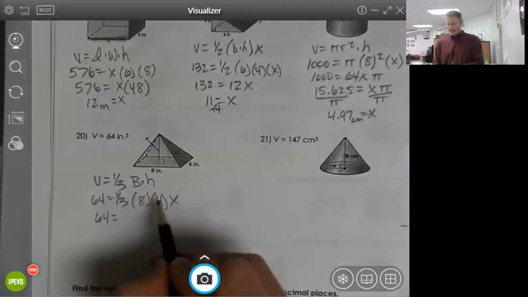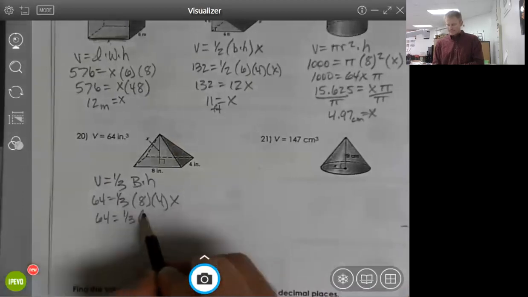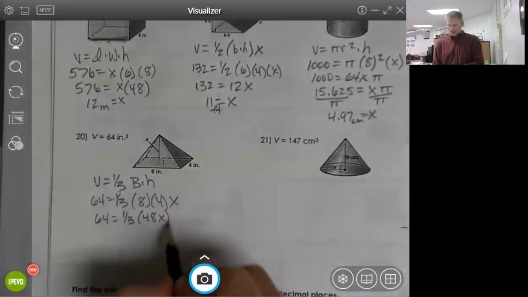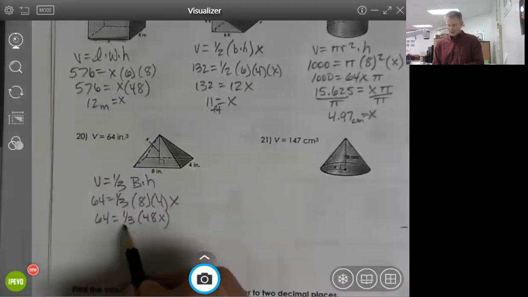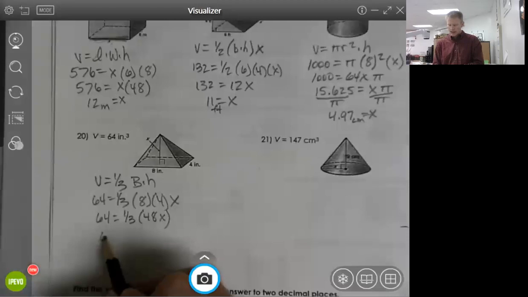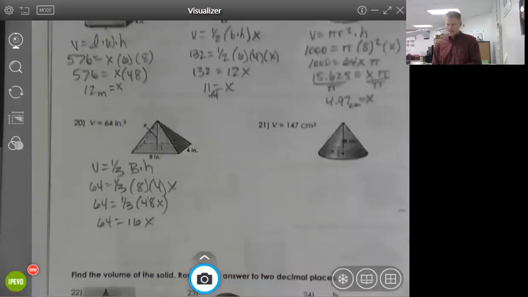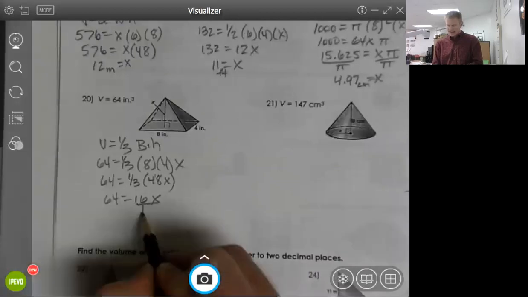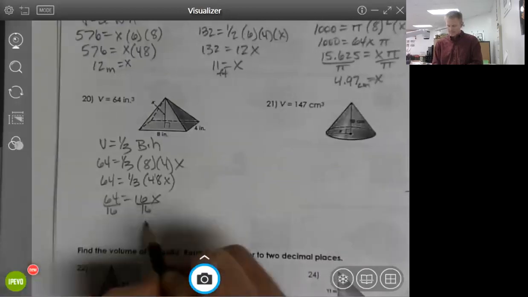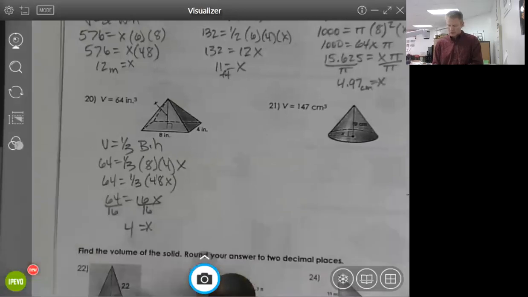So we have 48 times x, take 1/3 of that, 3 goes into 4 one time with 1 left over, so 16. We divide by 16, and x equals 4. The height would have to be 4 inches.